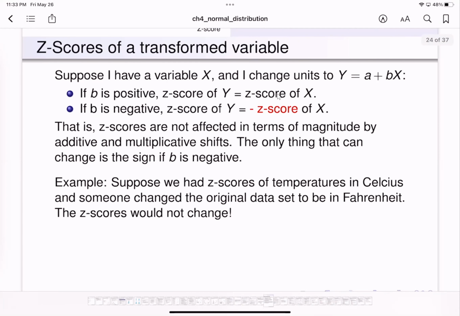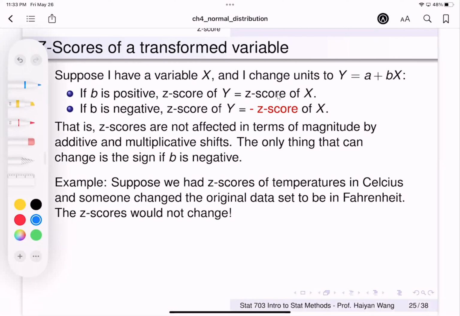Say x is converted to a z-score, we use x minus the mean. So the z of x is equal to x minus mu x, divided by sigma x. Similarly, when we do the conversion for y, we would use y minus the mean of y, divided by the standard deviation of y. And what is the standard deviation of y? Sigma y, because y is b times x plus a, is the absolute value of b times the standard deviation of x.